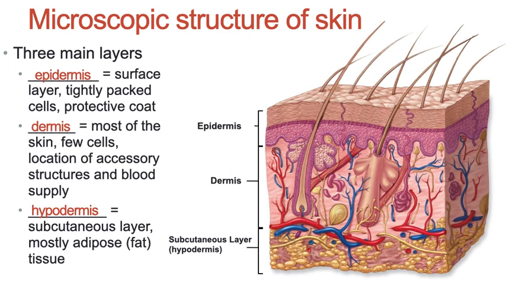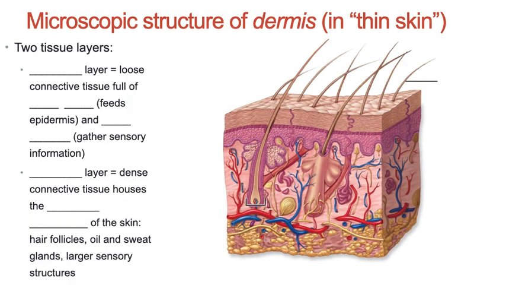And then below that is the hypodermis, which is also referred to as the subcutaneous layer, and it's composed mostly of adipose tissue, which is fat. Okay, so as I mentioned, a lot of these accessory structures are going to be located in the dermis, so I'm just going to go over the dermis as well.